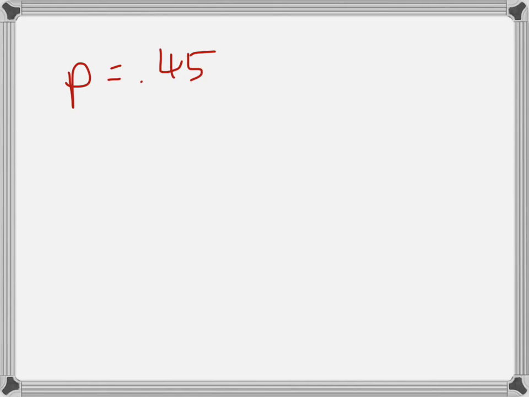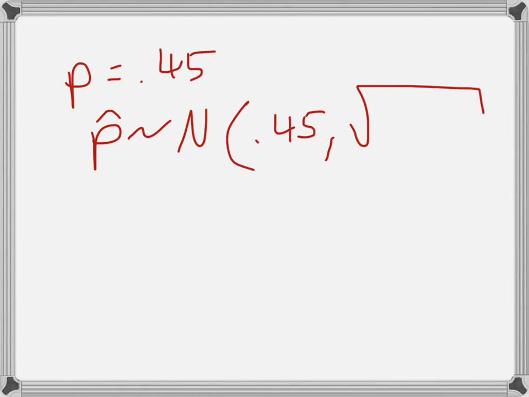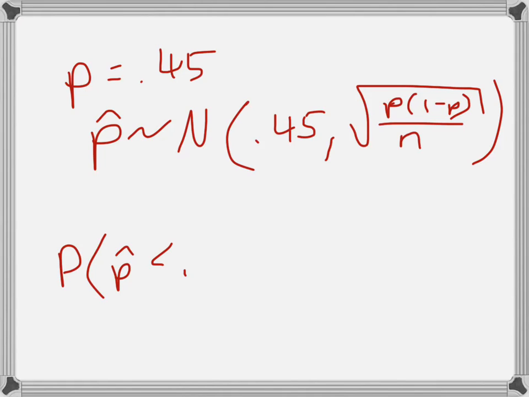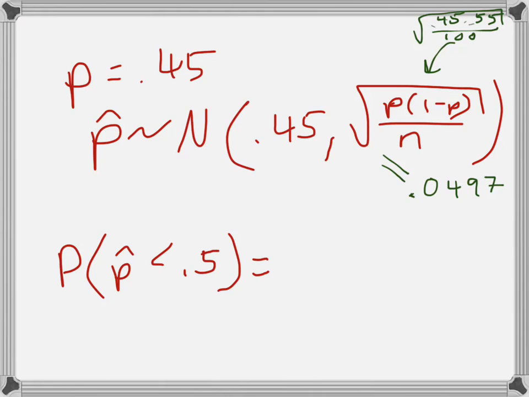p is 0.45, and we know that p hat is normally distributed with the center of 0.45 and a standard deviation of the square root of p times 1 minus p over n. Alright? And then we need to figure out the probability we get a p hat less than 0.5. Well, we know that the standard deviation is the square root of 0.45 times 0.55 over 100. So we're going to quickly calculate that. I threw that in the calculator, I got 0.0497.